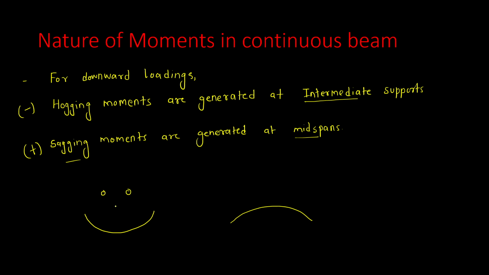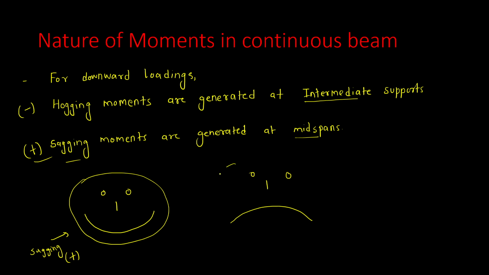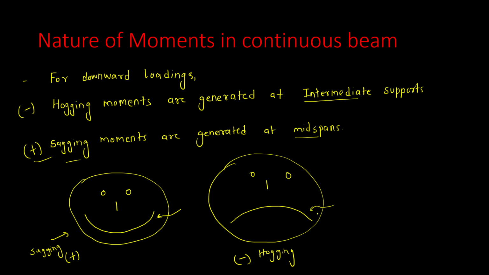So if you draw it like this, this will become the sagging. As you can see, this is smiling, so this is positive. Sagging we take as positive, and opposite to this is hogging. As sagging is positive, from the expression you can say that this one is sad, so it is negative. So the most important thing here is this curve. This represents the sagging and this represents the hogging.